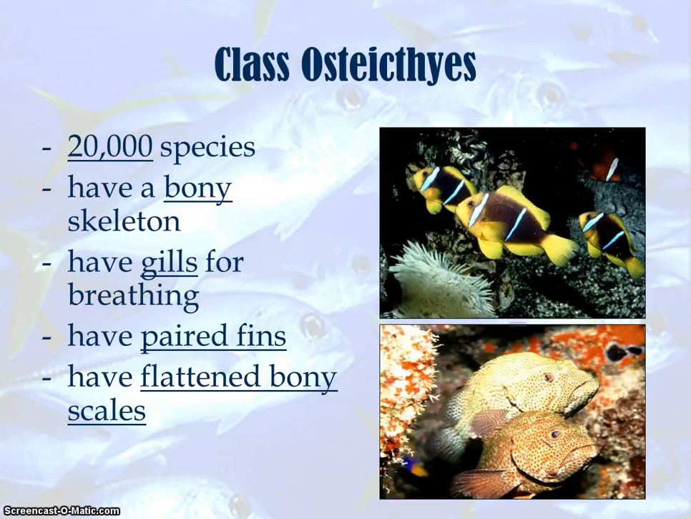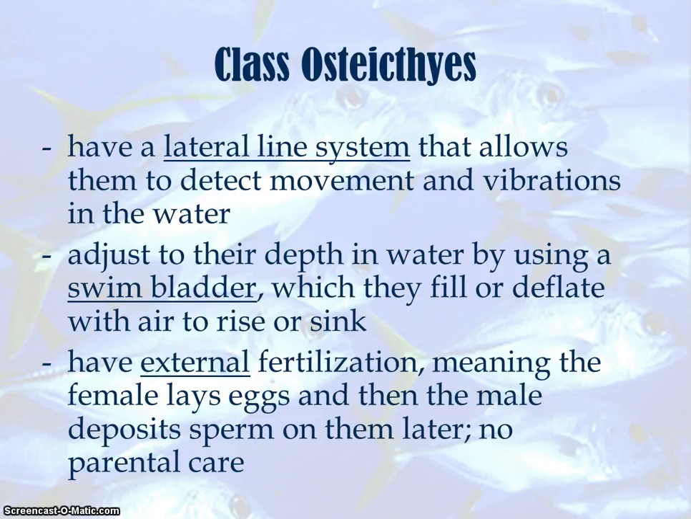And then they have structures on their epidermis that are going to be flattened, look like flattened bones, or adaptations of flattened bones, these scales. And that's just going to be added protection. They also have a lateral line system.